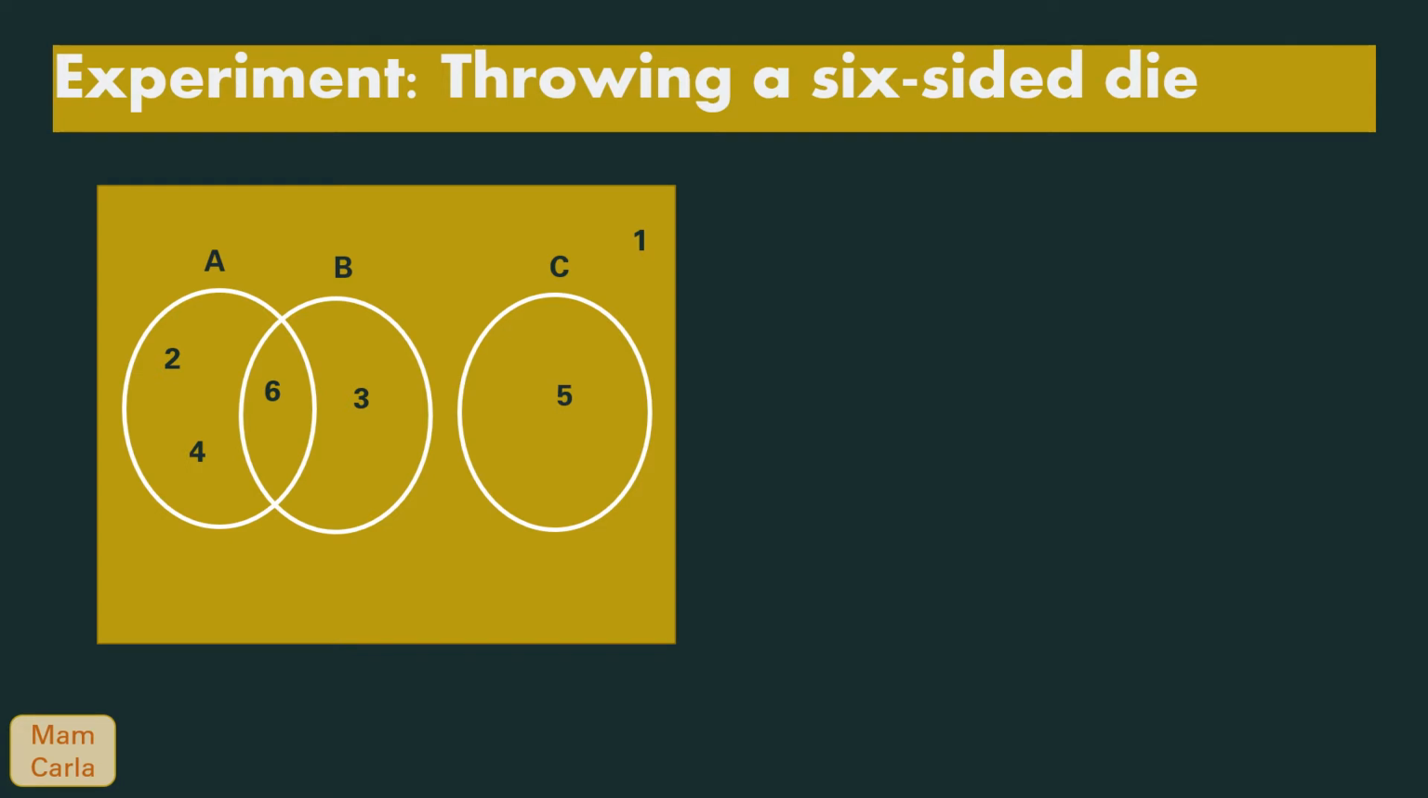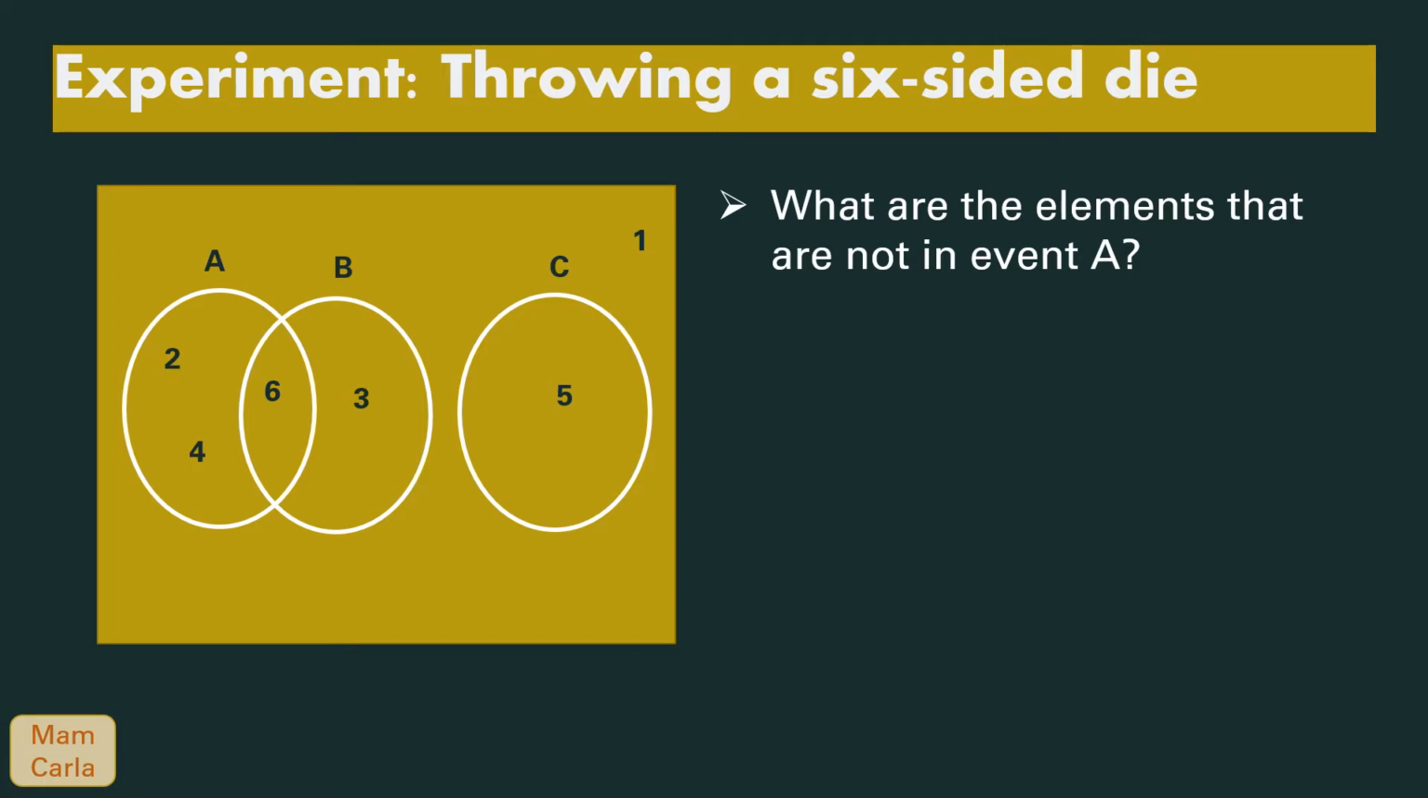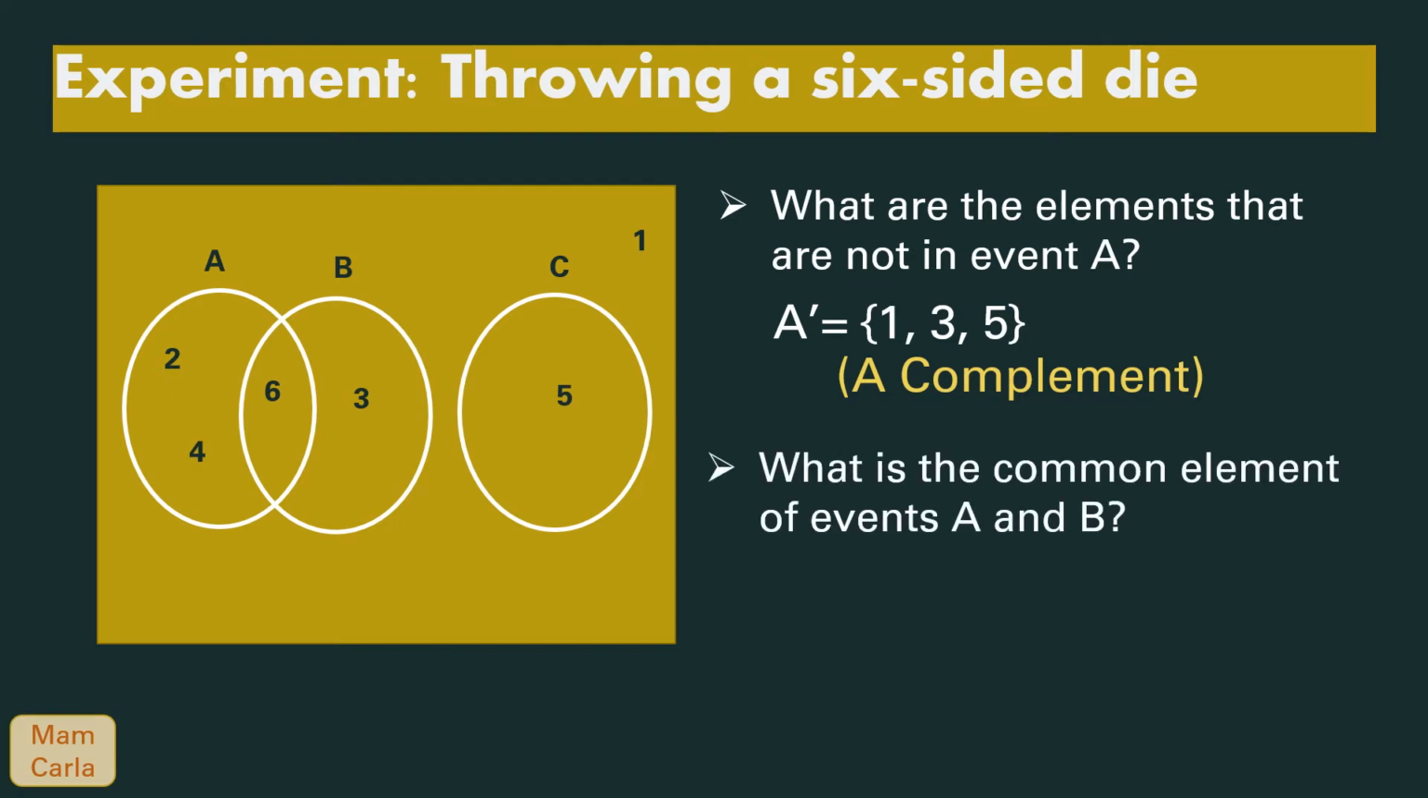Now, using the Venn diagram, let us try to answer the following questions. What are the elements that are not in event A? Very good. So we have 1, 3, 5. We denote that as A prime. A prime is read as A complement. Next question. What is the common element of events A and B? That's right. We have 6 as the common element, and that is denoted as A intersection B.